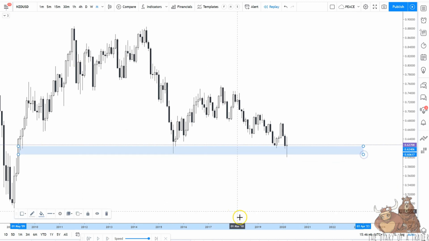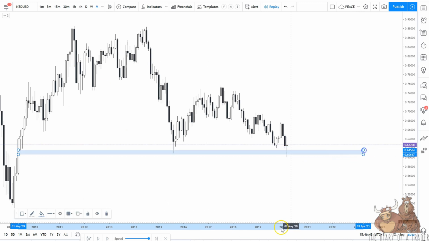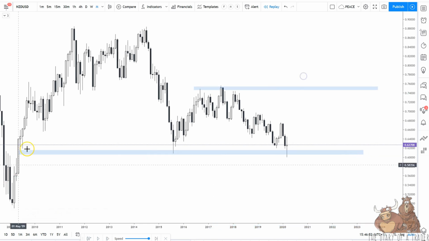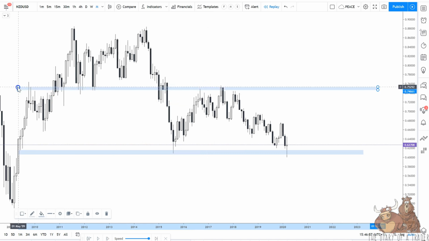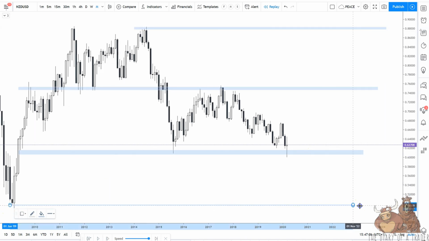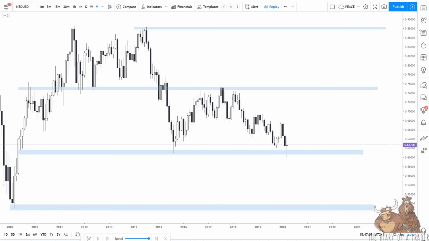So we have one here, it's quite obvious. We have another one here where we see multiple contact points. Then we have another one clearly here, and there's an obvious one there, and there's also one here. So this is the monthly time frame.